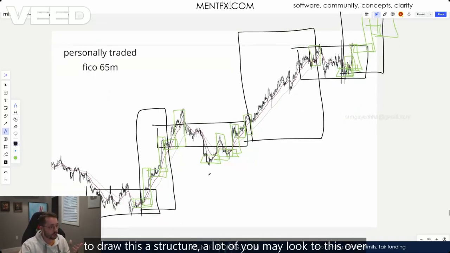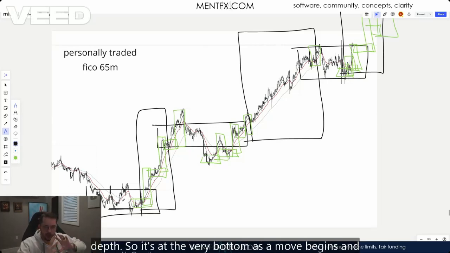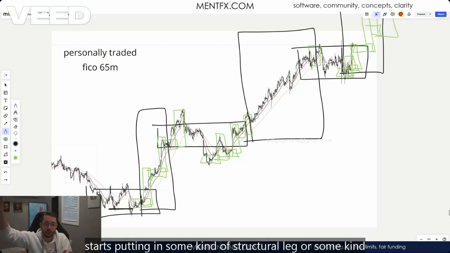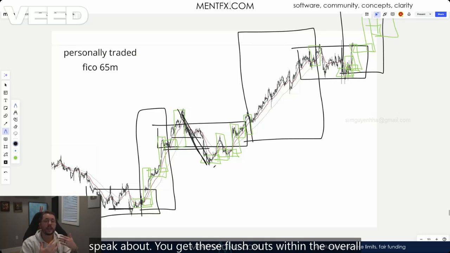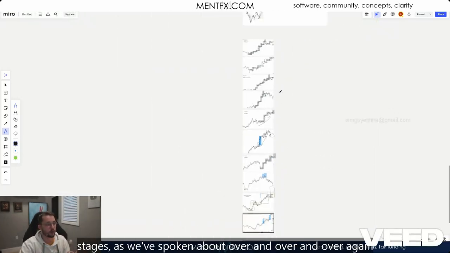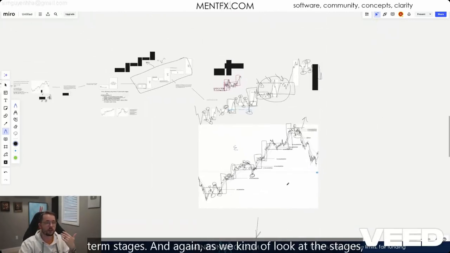And so far, based on what you've learned, basically the anticipation of the higher low rule, if we are to draw this as structure, a lot of you may look to this over here as some starter accumulation. Maybe there's some anticipation of a higher low rule here, but it's in the depths. It's at the very bottom. As a move begins and starts putting in some kind of structural leg or some kind of stage, all of a sudden you get these breakdowns that we speak about. You get these flush outs within the overall stages, as we've spoken about over and over again so far, where these flush outs are creating these longer term stages.